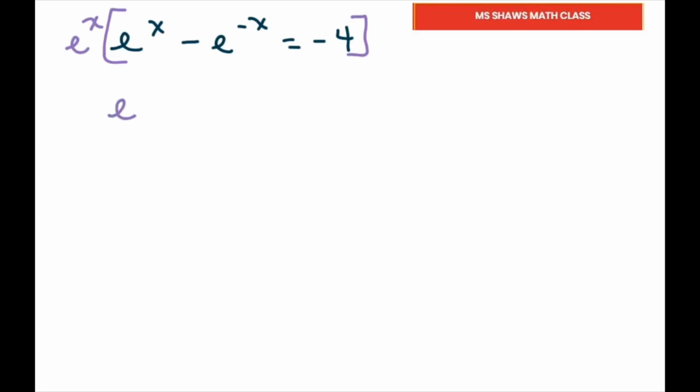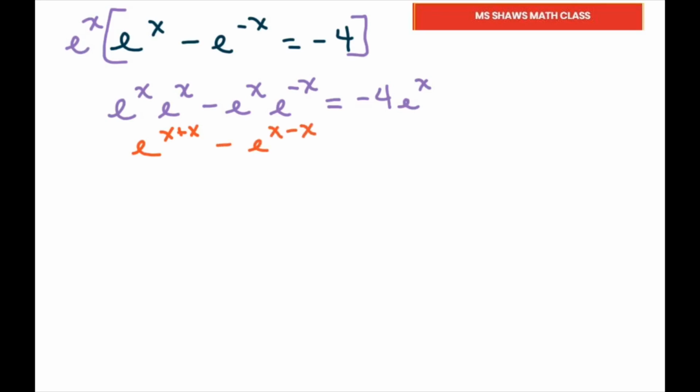And when you do that, you get e to the x times e to the x minus e to the x times e to the negative x equals negative 4 times e to the x. And let's simplify. That's e to the x plus x using your properties of exponents, minus e to the x minus x equals negative 4e to the x power. And then this is e to the 2x power minus e to the 0 equals negative 4e to the x.